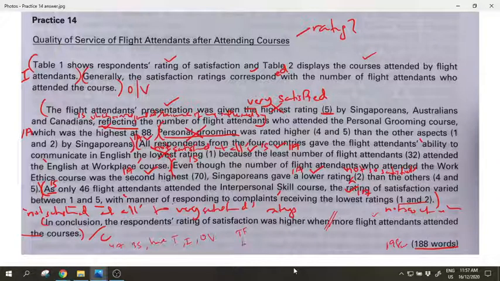Now, of course, for language, they will see your language, your tenses. Are your tenses okay? Do you have a variety of sentences? Are your sentences clear or not? Can they understand what you're saying, or is it confusing? Do you have distortions? All right, then they'll give you language marks.